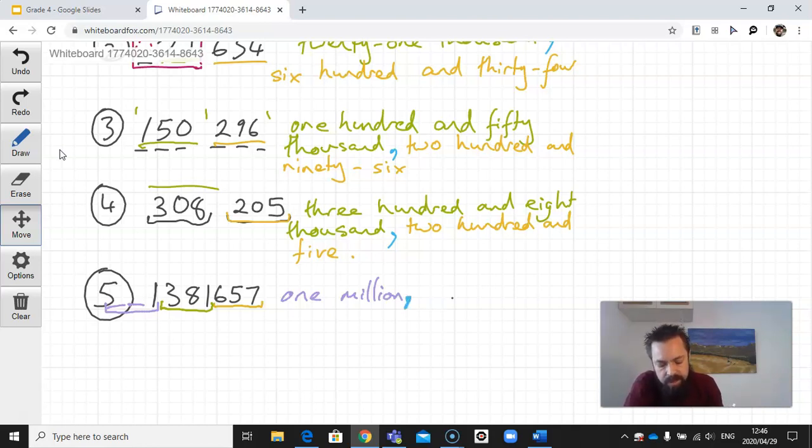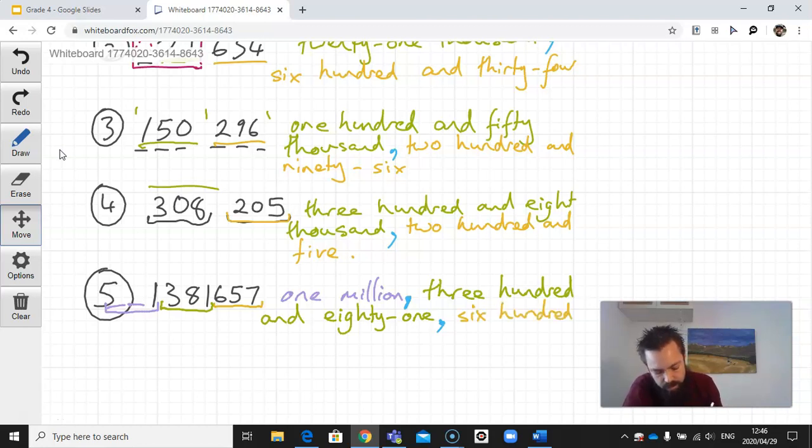Next house is my green house, my thousands house. I can read the number above the green line. That says 381. Separating houses with a comma. Onto my units house, 657.